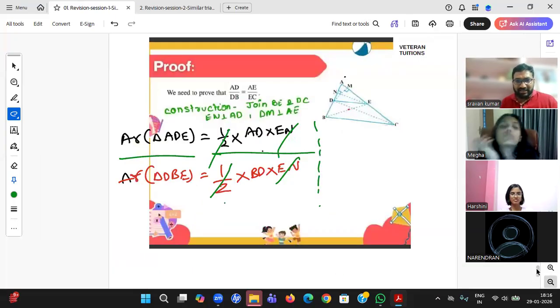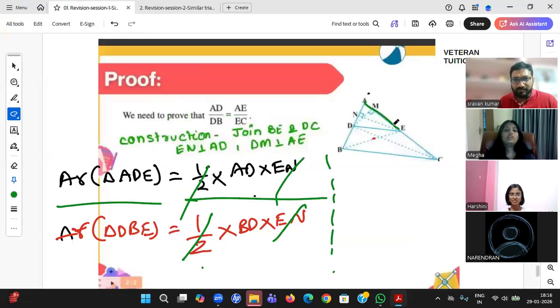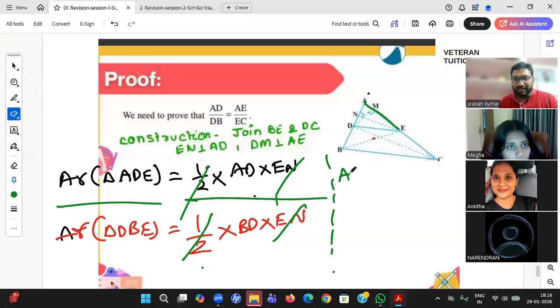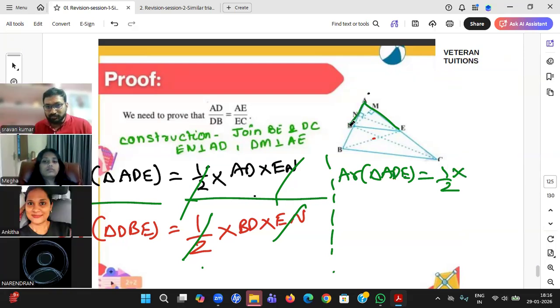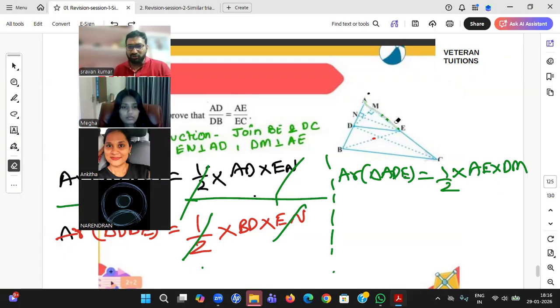Yes. Now you see, student, I want to bring AE in the picture. AE is here. Which triangle should I take? AD. Absolutely right. Area of triangle ADE is half into base. AE is the base because DM is falling on that AE. So half into AE into DM. You want AE, and AE is already there. By just checking the things, you can follow.